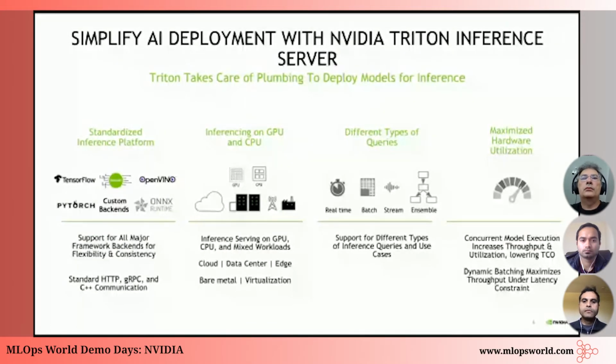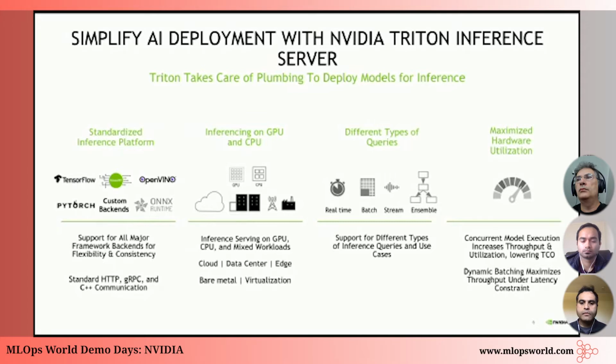Now, the other key advantage of Triton is that it has support, not only support, but also optimizations for different types of inference queries that might be coming in. With real-time predictions, your focus is on minimizing latency and getting responses as fast as possible. On the other hand, you might have applications or use cases that require you to do offline batch inferencing, where your priority is to maximize throughput. And then there's streaming applications like conversational AI or video analytics.